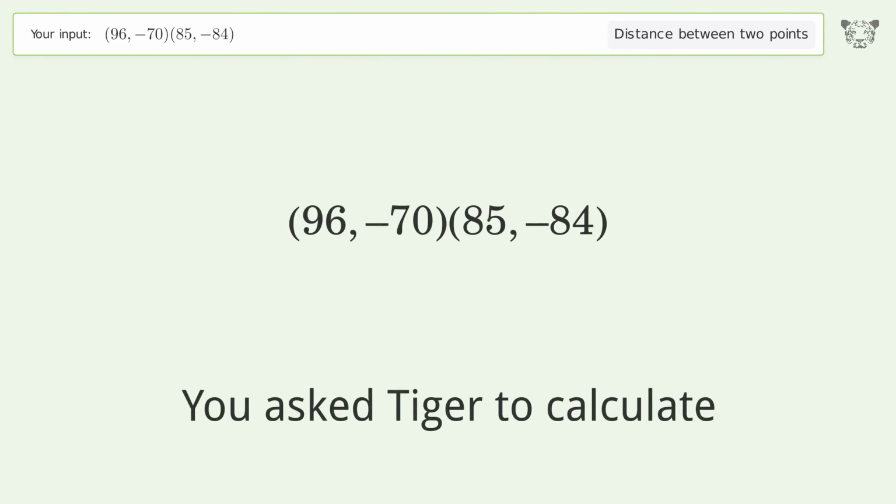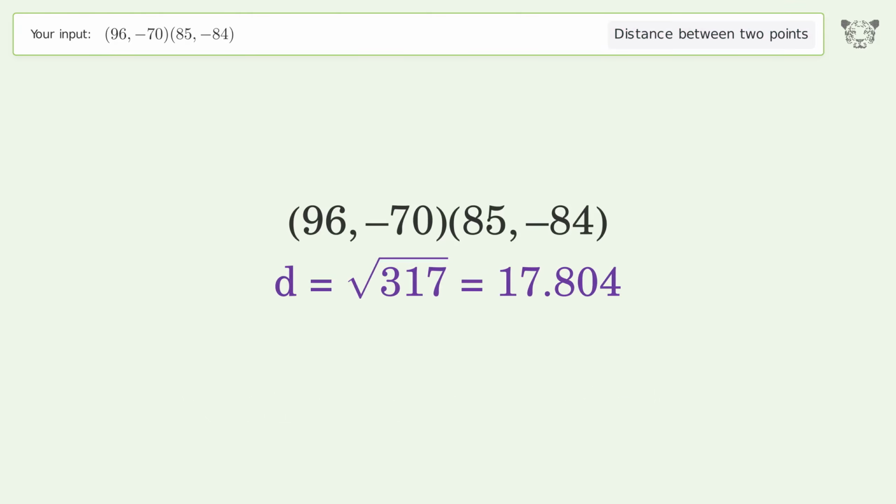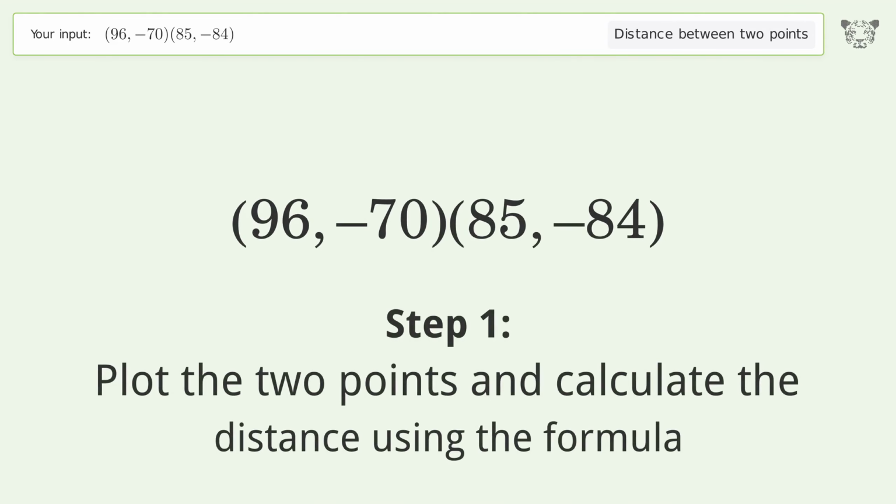You ask Tiger to calculate. This deals with the distance between 2 points. The distance between the 2 points is the square root of 317, or 17.804. Let's solve it step by step. Plot the 2 points and calculate the distance using the formula.